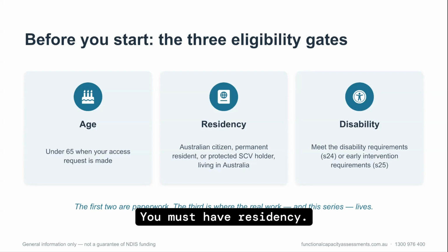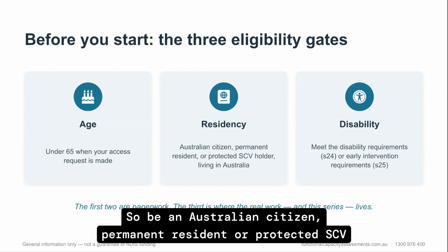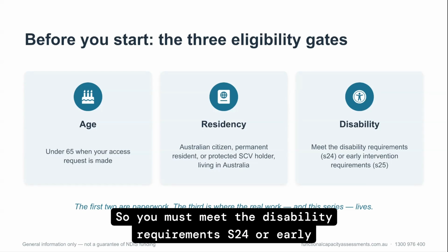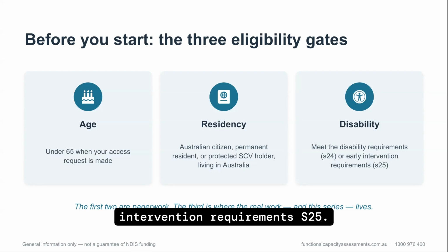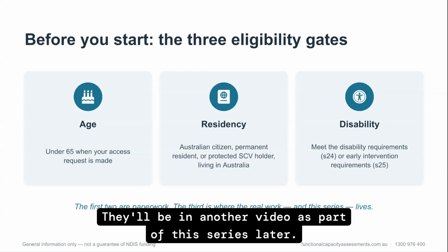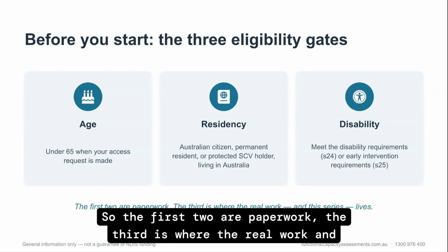You must have residency, so be an Australian citizen, permanent resident or protected SCV holder living in Australia, and you must have a disability. So you must meet the disability requirements S24 or early intervention requirements S25. You can look both those things up on Google if you need to. They'll be in another video as part of this series later. So the first 2 are paperwork. The third is where the real work and this series lives.